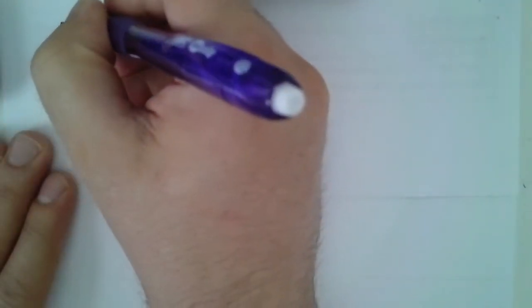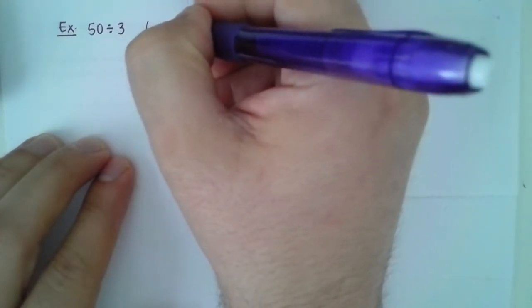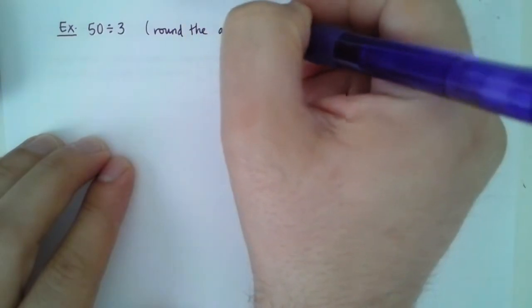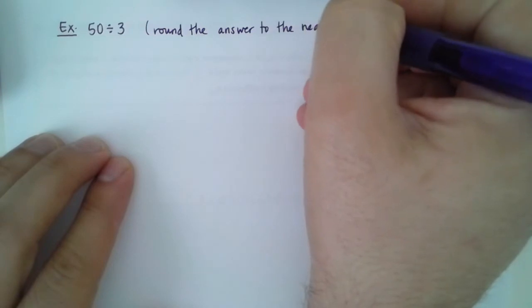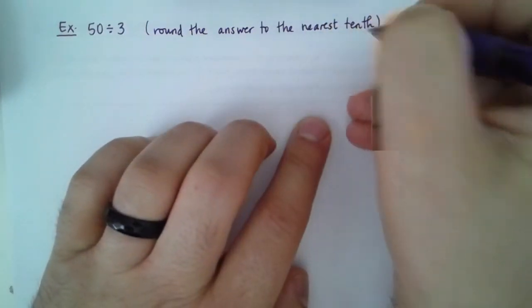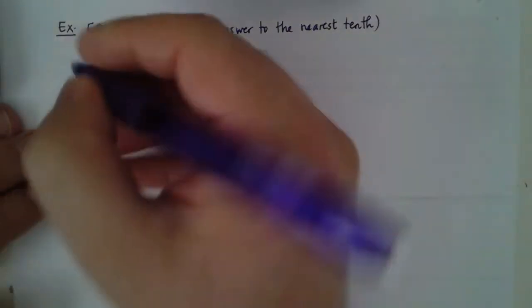It says divide 50 divided by 3, and then round the answer to the nearest tenth. So you will see something really interesting in this case.